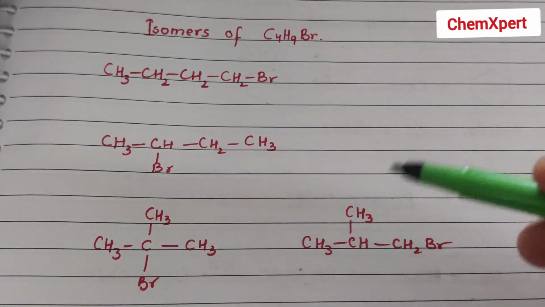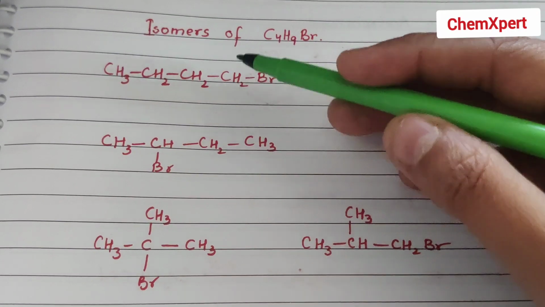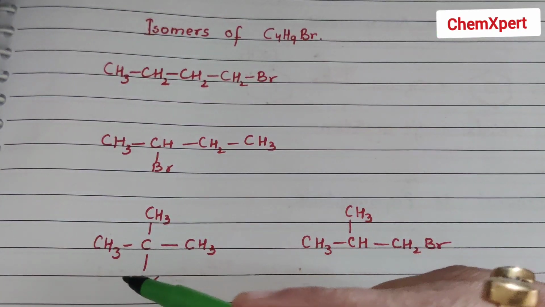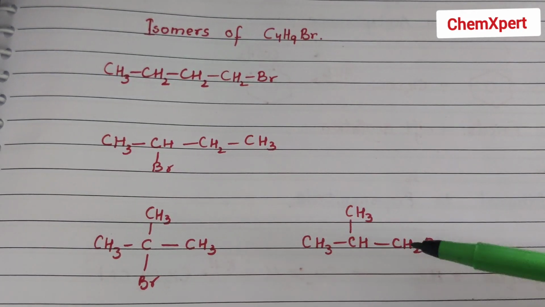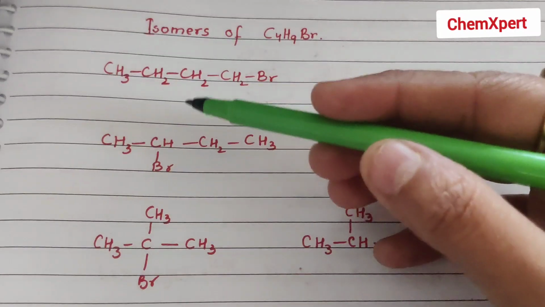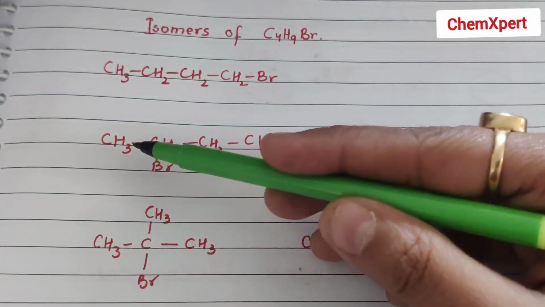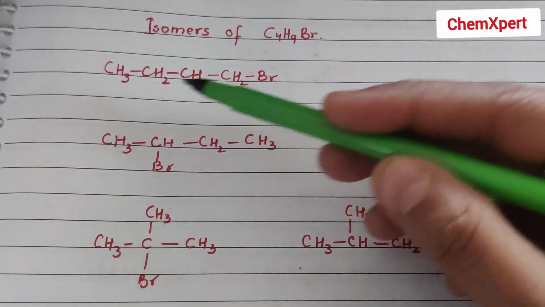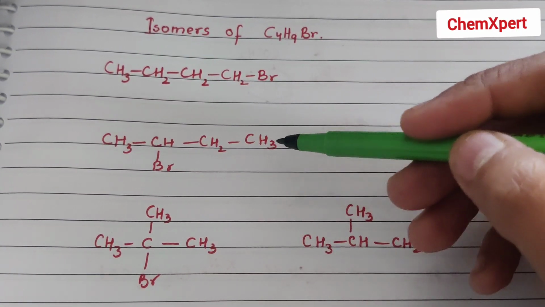Out of these, which one is optically active? This one will be optically inactive because at this carbon both H are the same. Here also three groups are the same, so optically inactive. Here also optically inactive. But in this carbon, at one side is Br, at another side H, at another side CH3 and on the other side ethyl, so all four are different, which means this isomer is optically active.